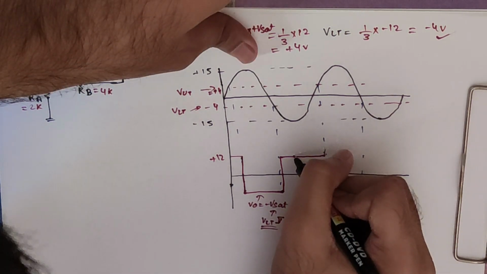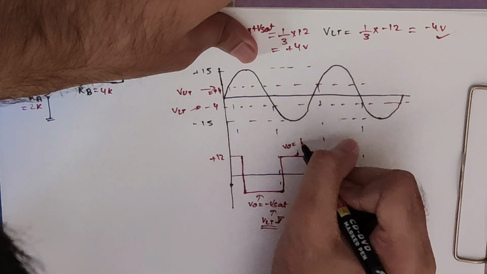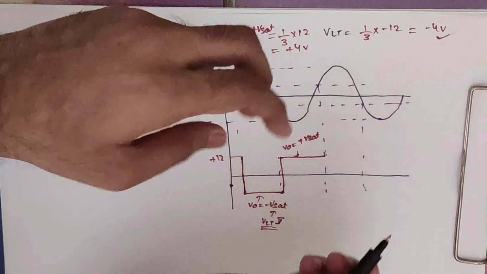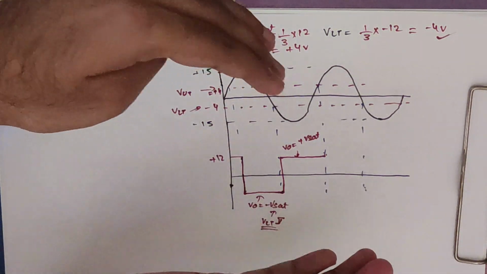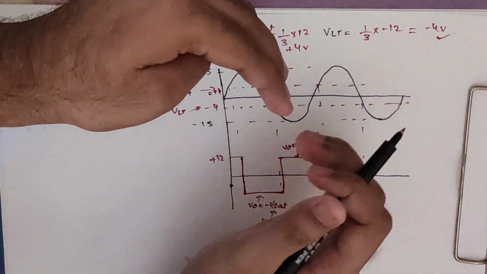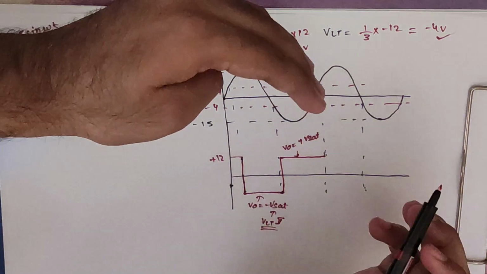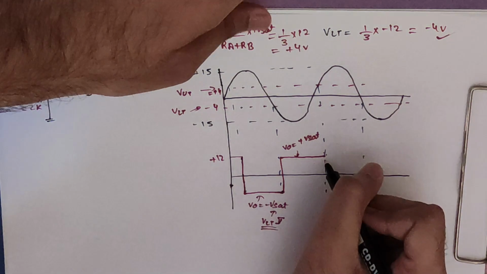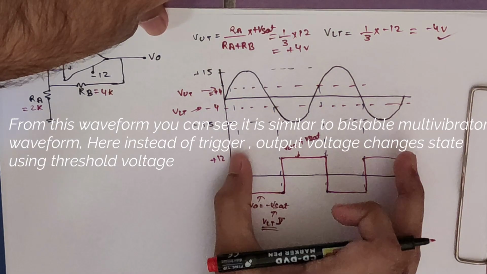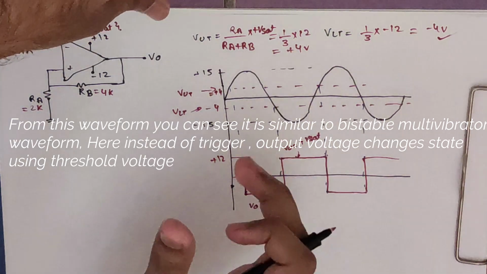Now again at this phase our output voltage becomes plus Vsat, so basically our upper threshold will become active. So we will compare our input voltage with the upper threshold voltage. As soon as our input voltage crosses this upper threshold voltage, our output voltage will change from plus Vsat to minus Vsat, and so on. So you can see this is our output voltage, and we can say we have solved the issue of the comparator.